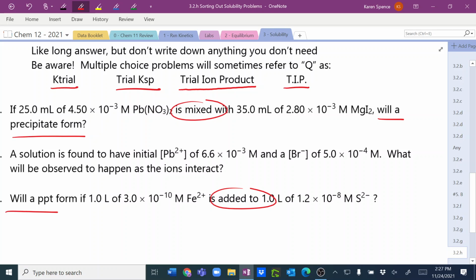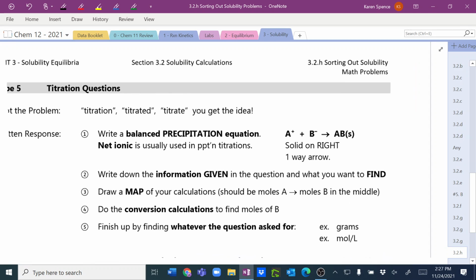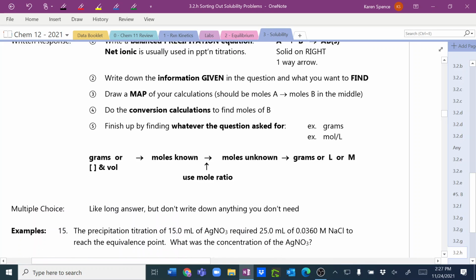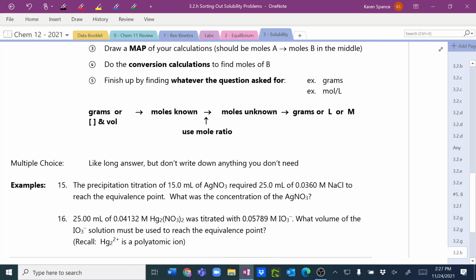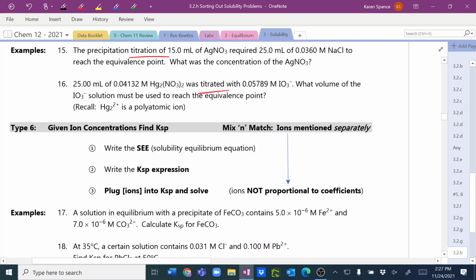Just two more to go, and the last one's trivial. And number 5 is a titration question, and it should say titration, titrate. There should be mention of a burette or something like that. You know what I mean? It's pretty obvious when it is a titration. And we just went through how to do those. Titration, titrated, not much to go through there.